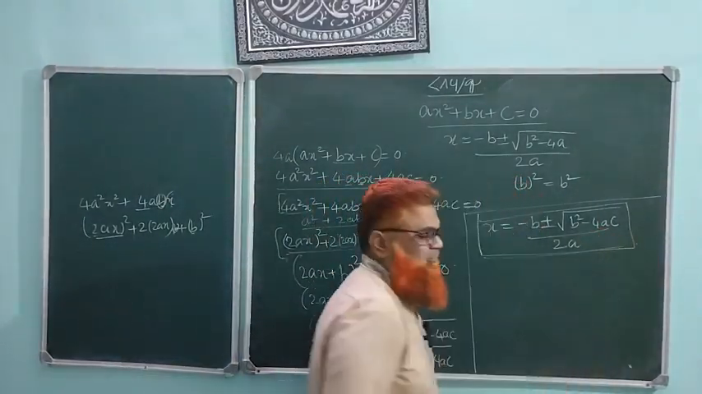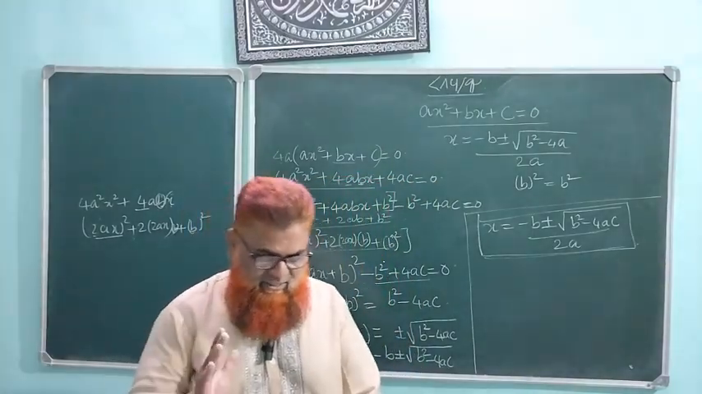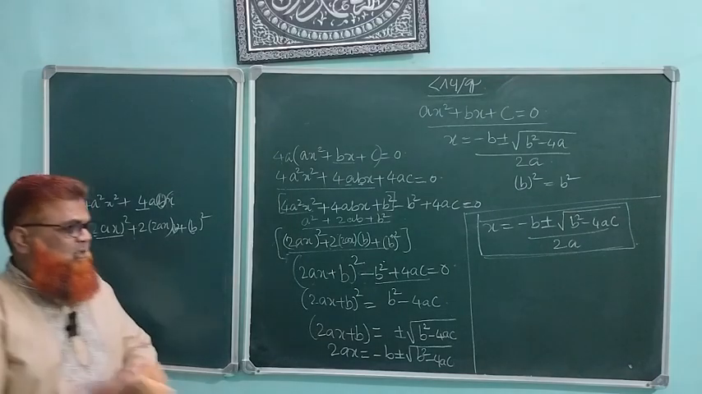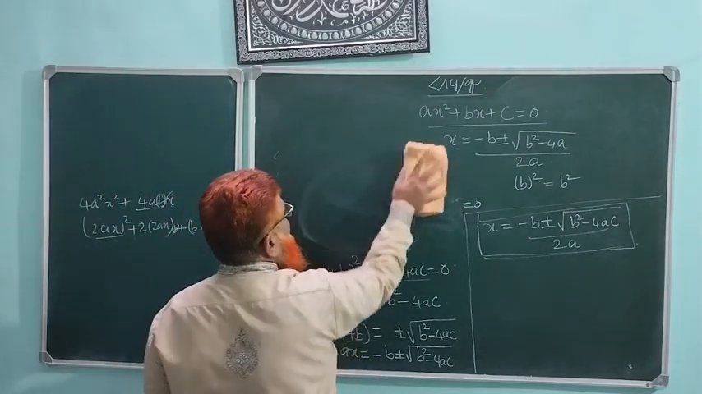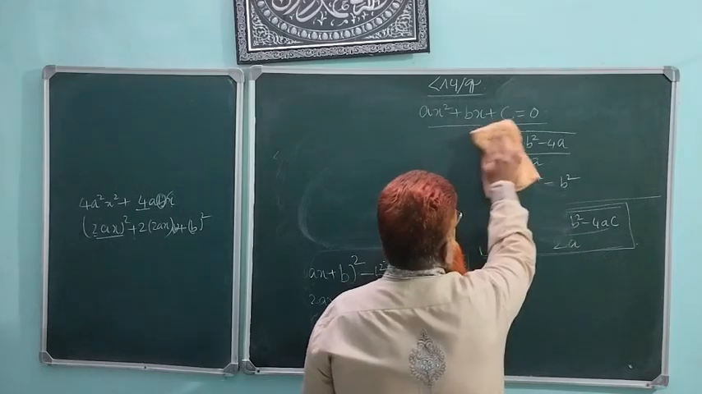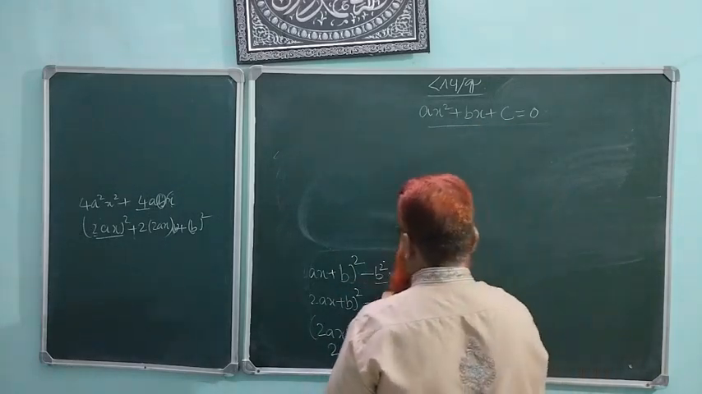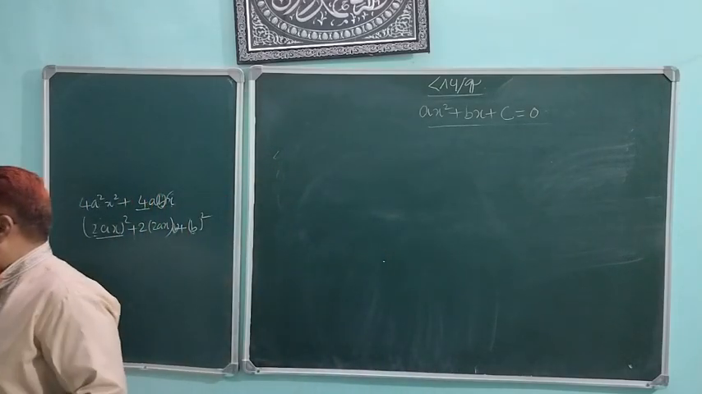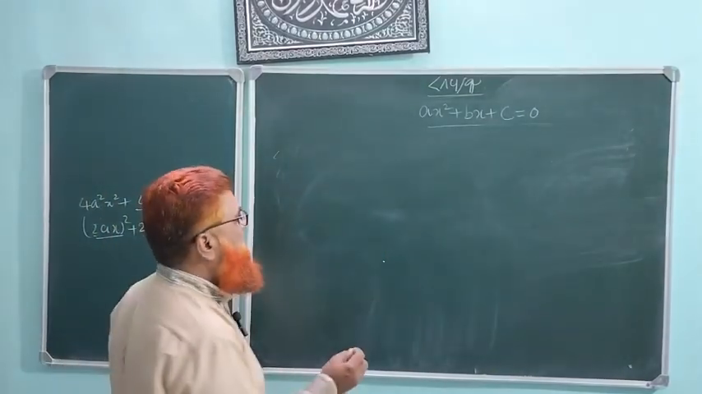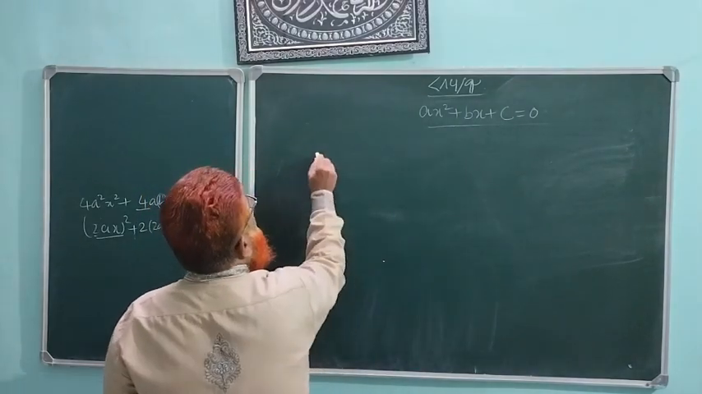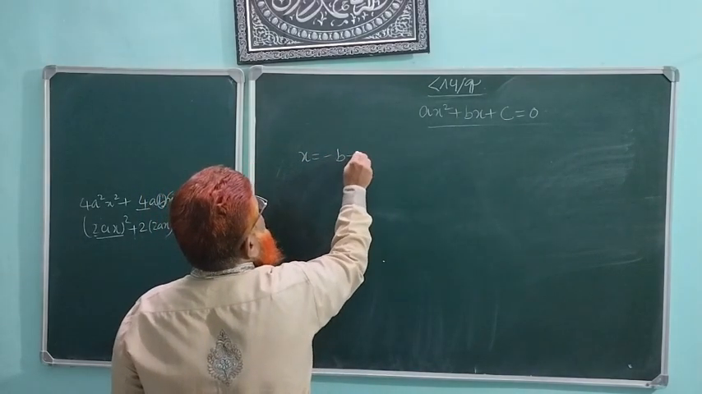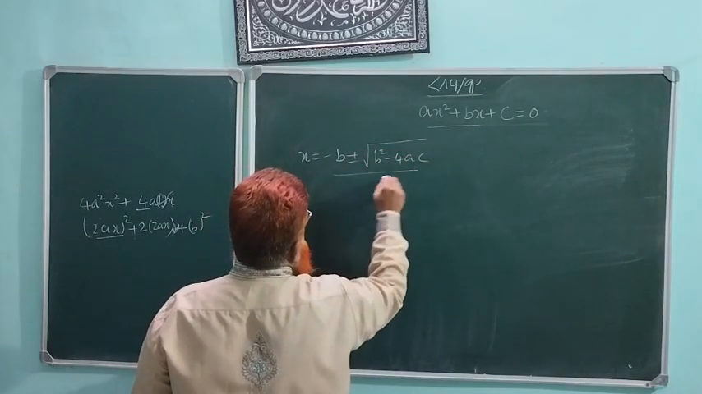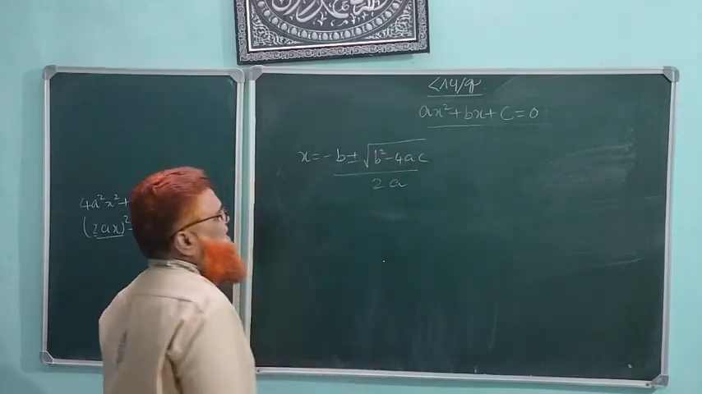Now, it is important to discuss the nature of the roots. Suppose how the roots will be. What is the nature? If you find the roots of the equation, their nature will be decided on the basis of their delta. We know that x is equal to minus b plus or minus root of b square minus 4ac divided by 2a.